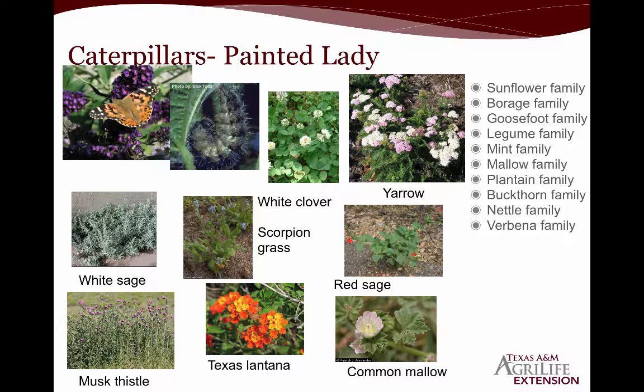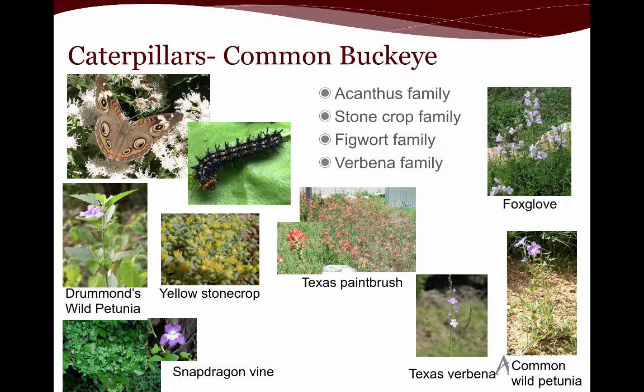We have the painted lady. In the very top left is the actual butterfly, and in the pane to the very right is the caterpillar, and it feeds on many different host plants. So if you're looking for the most bang for your buck, you might want to find a host plant that many caterpillars feed on. You'll notice there in the top right the sunflower family that already had at least one other pollinator that feeds on it. Borage family, goosefoot family, legume family again, mint family, mallow family, plantain, buckthorn, nettle, and verbena. So we have a very wide host range for this particular caterpillar.